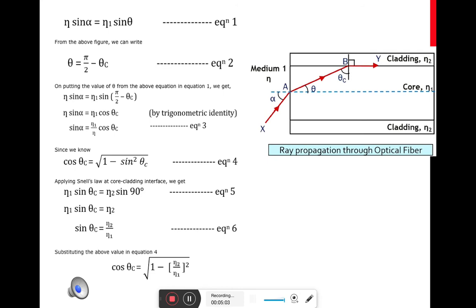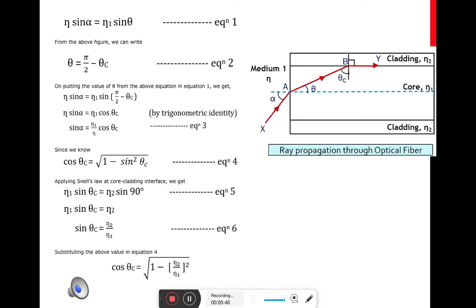Now we'll apply Snell's law to the core cladding interface. Here the incident ray is AB and it is incident at the critical angle theta c. The refracted ray surpasses the boundary between the core cladding interface and the refracted angle is 90 degrees. Applying these to Snell's equation, we get n1 sine theta c is equal to n2 sine 90 degrees. Here our incident angle is theta c and the refracted angle is 90 degrees. We know the value of sine 90 is 1. Rewriting, sine theta c is equal to n2 by n1.